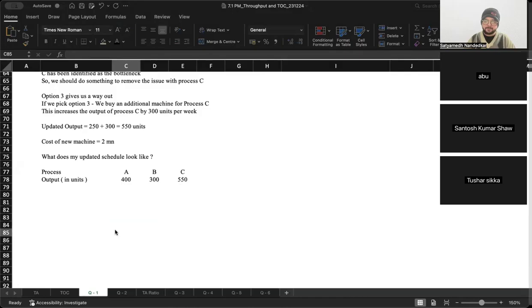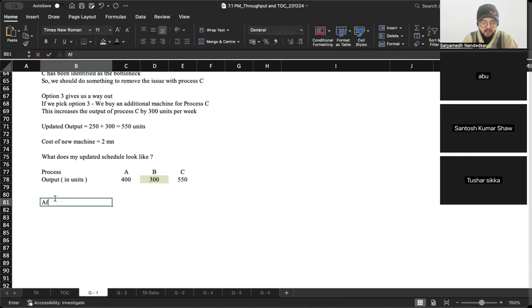So is this solving all my problems? The demand for my product is 500 units. Has it solved all my problems? Look at it carefully. You solved the issue in C, but now B has become a problem. If you observe, process B is your pain point as it is restricting your output. Earlier C was slowing you down. Now B is slowing you down. You see?